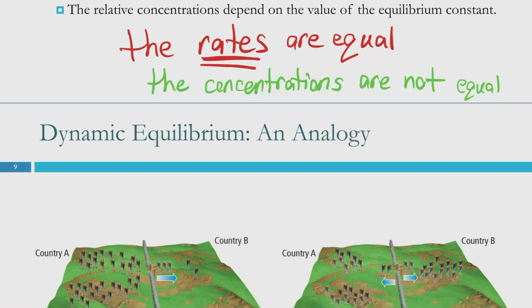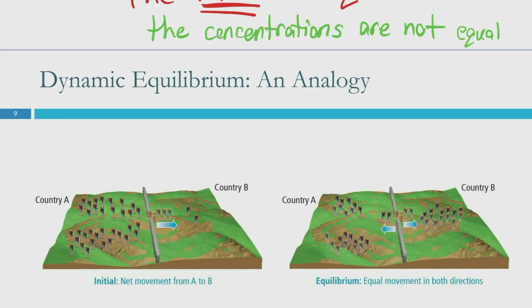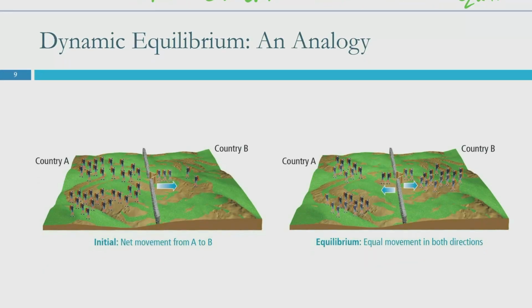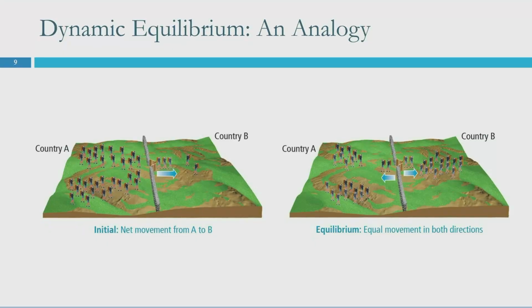Another analogy for dynamic equilibrium is if we have two countries. In 3A, the analogy uses mythical lands like Narnia and, what's the name of the Middle Earth? I was going to say Mordor, but that's not correct.